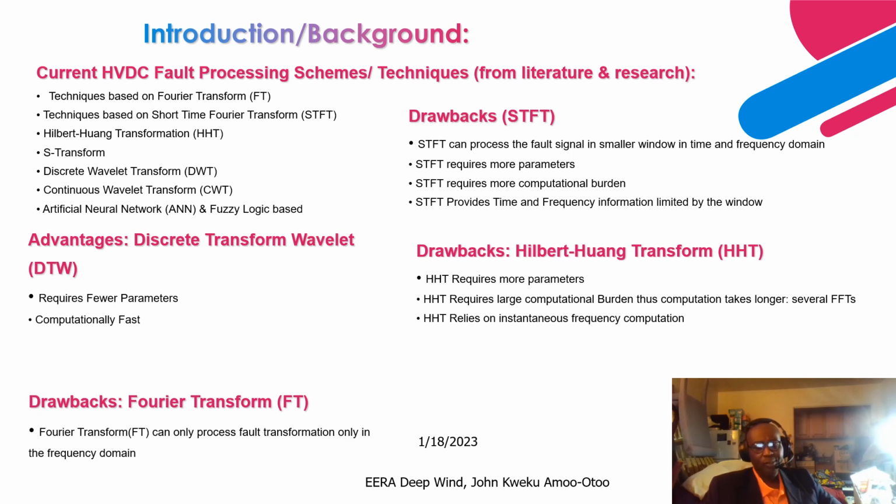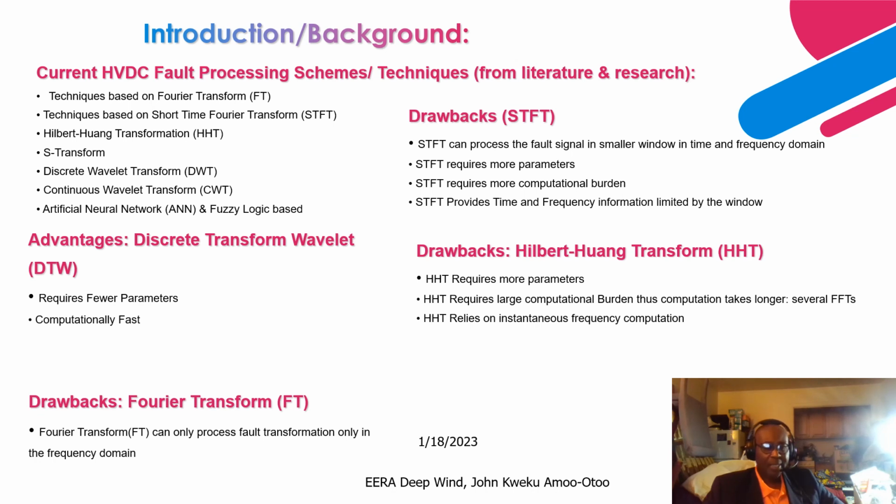Now let's talk about the drawbacks of the short-time Fourier transform. As you know, it was introduced to mitigate some of the drawbacks associated with the Fourier transform, but it also has its drawbacks. The reason is that it can process the fault signal in the time and frequency domain, but in a smaller, fixed window. As such, it makes it very difficult to accommodate the dynamics of a DC fault current. It also requires more parameters and introduces a computational burden.